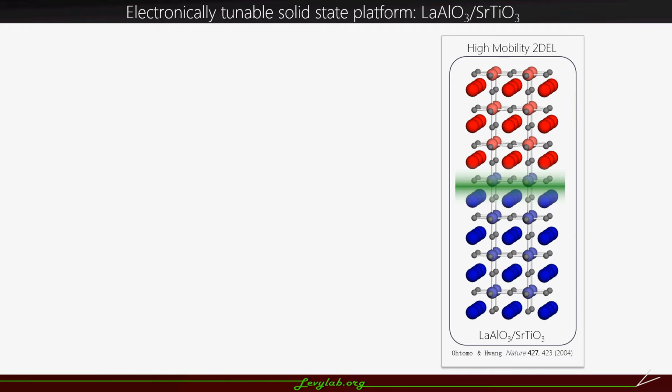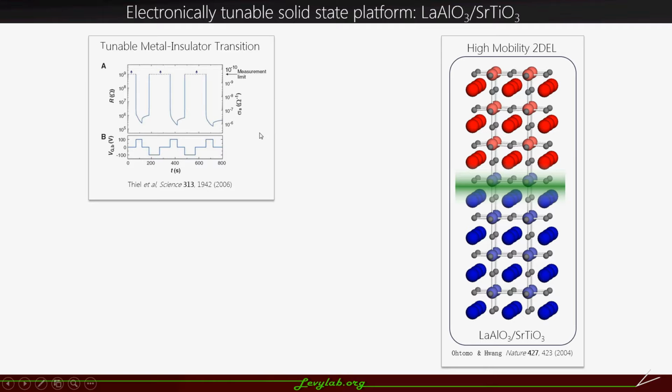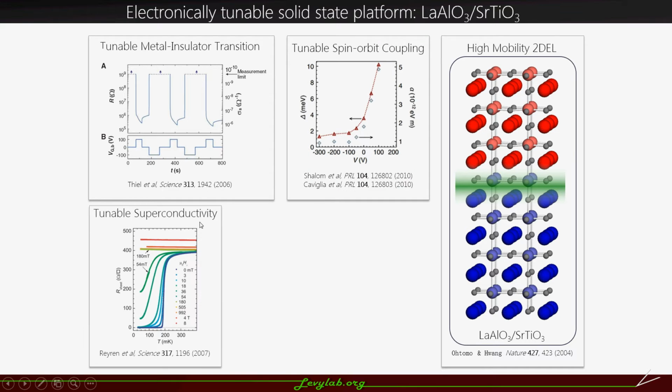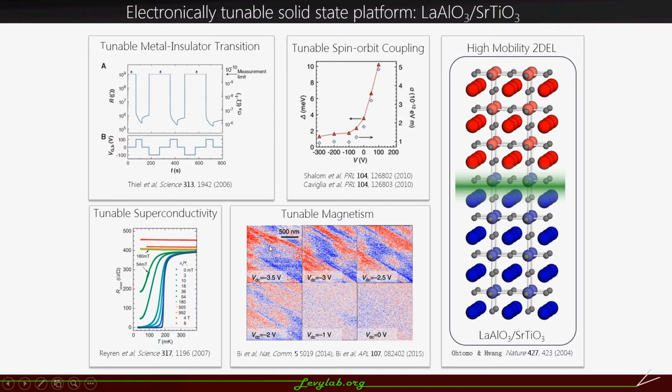Complex oxide is a system that's rich in physics. The system we are working on is lanthanum aluminate strontium titanate heterostructures. When a thin layer of lanthanum aluminate was grown on top of strontium titanate, a 2D electron liquid will form at the interface. The interface exhibits a lot of interesting properties, such as hysteretic reversible metal insulator transition, tunable spin orbit coupling, tunable superconductivity, and electronically controlled ferromagnetism. All of these features are tunable, which gives us more control over the interface.